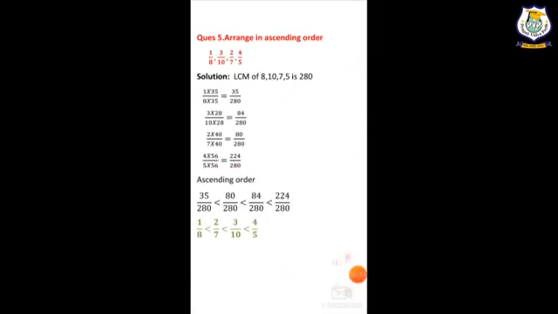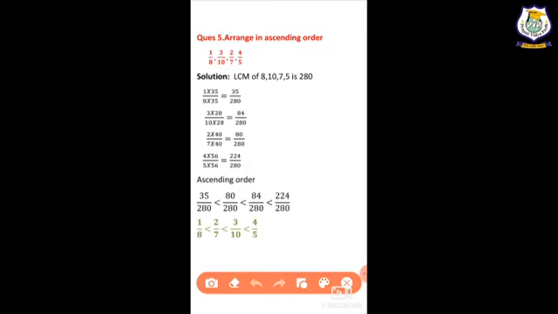Now the next question, arrange in ascending order. Now we will have to arrange the fractions in ascending order. The same method is there for arranging in ascending or descending order. We will have to make their denominators the same, and with the help of the numerator we will find out which fraction is greater and which fraction is smaller.